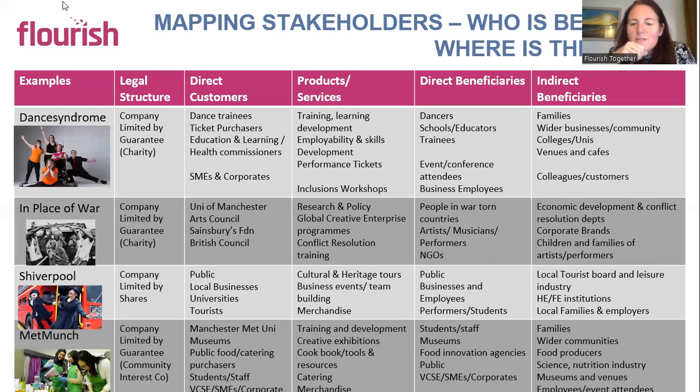So that's an example. So in terms of indirect, economic development and conflict resolution departments around the UK and the world, corporate brands, a big part of what they do is using corporate sponsorship to deliver these programs and to bring different kinds of corporates into countries that they haven't worked in before. And then obviously the children and families of the artists and performers in the countries that they go and work in. So you've got a completely different scenario, but hopefully it gives you a flavour for the range of types of stakeholders that organisations can have.